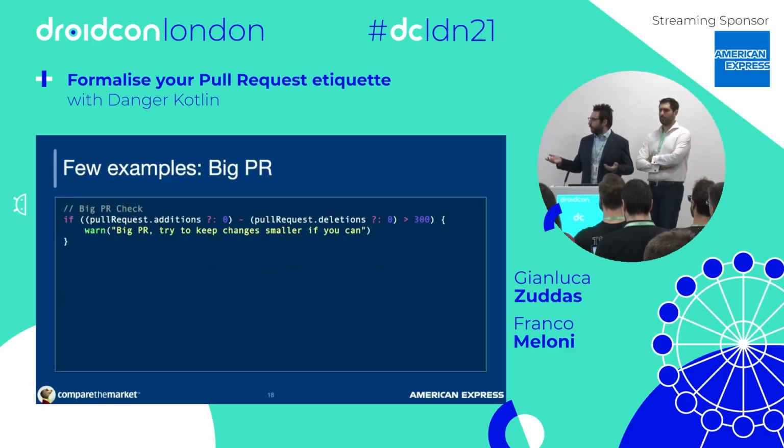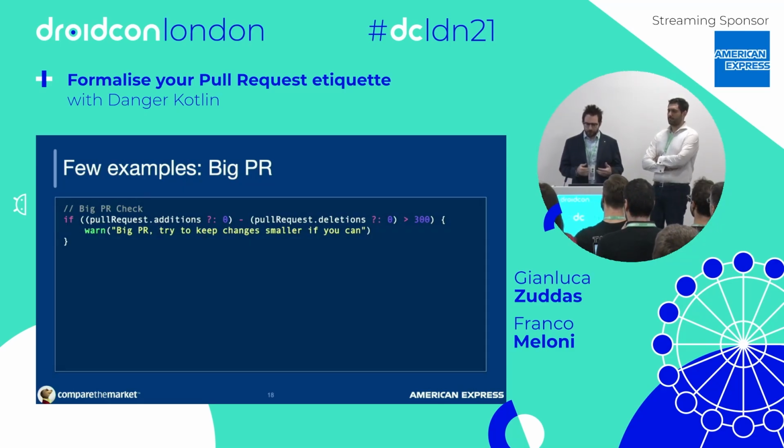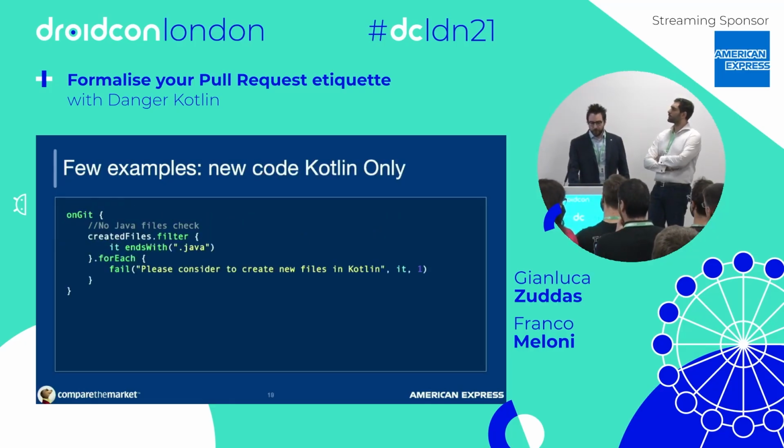According to the best practice for pull requests, you usually want small PRs. We try to estimate what a small PR is, and we estimate it as when the additions minus the deletions is less than 300 lines. If it's more, we add a warning, and we ask the author to keep the PR smaller, maybe split it, so that it's easier to review.